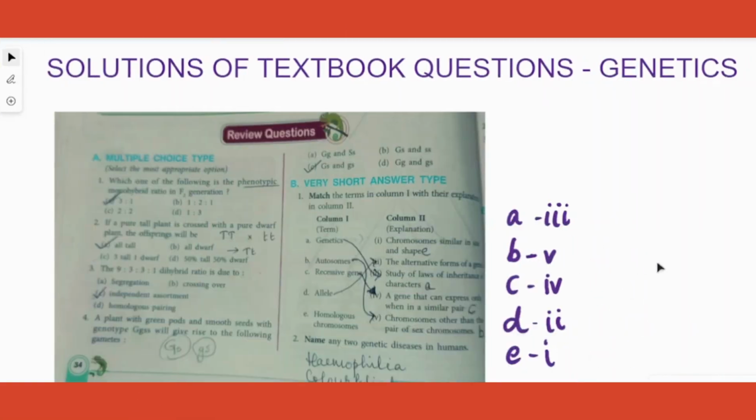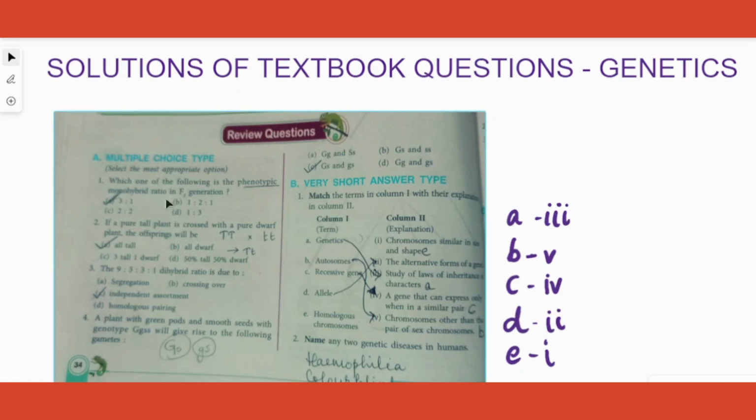Hello students, now that we have understood all the important concepts under the genetics chapter, let us solve all the questions at the back of the textbook. If you're not clear with any of the concepts, kindly refer to the previous videos that I have made for you so that you are clear with all the concepts. And then let's start answering.